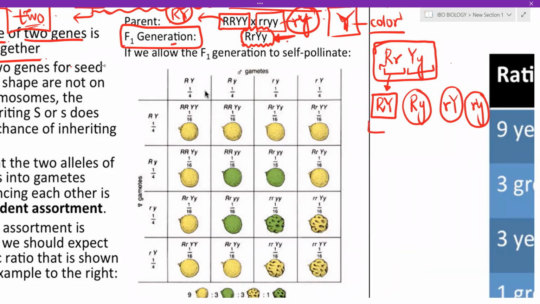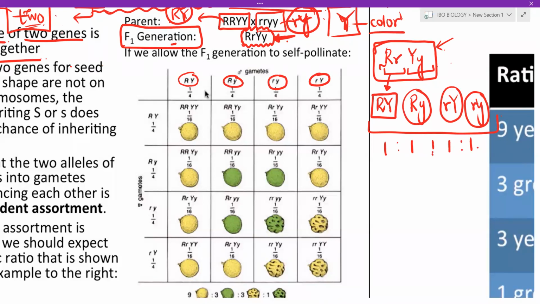And these four combinations will be from both the sides, from both the parents, right? Because both the parents had this genotype. Okay. Now in this Punnett square that you can see over here, capital R and capital Y, capital R and small y, small r and capital Y, and small r and small y. All of them are in equal proportions, right? 1 is to 1 is to 1 is to 1, right?